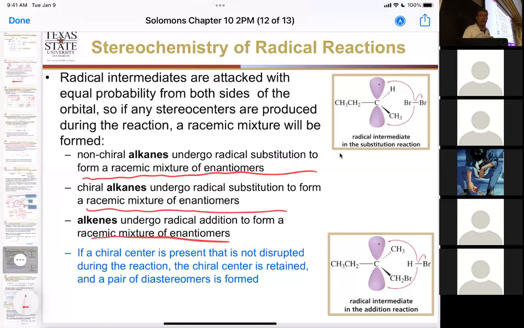But if your chiral center is not where the reaction is happening, you don't change that chiral center, you just add a new one. So, questions about stereochemistry? See why it's exactly the same as the stereochemistry with carbocations, E1, SN1 reactions.